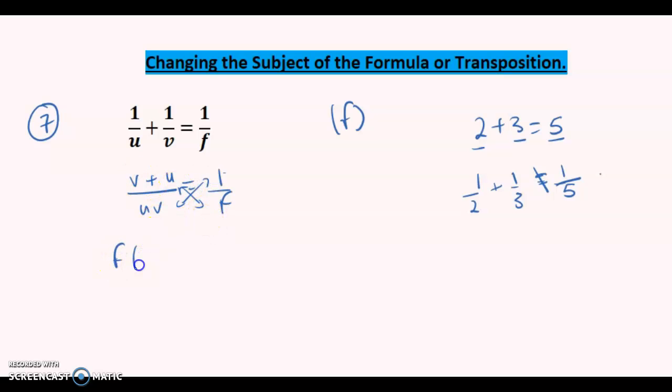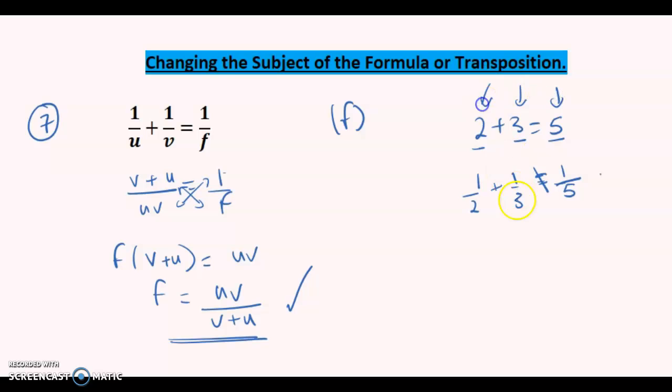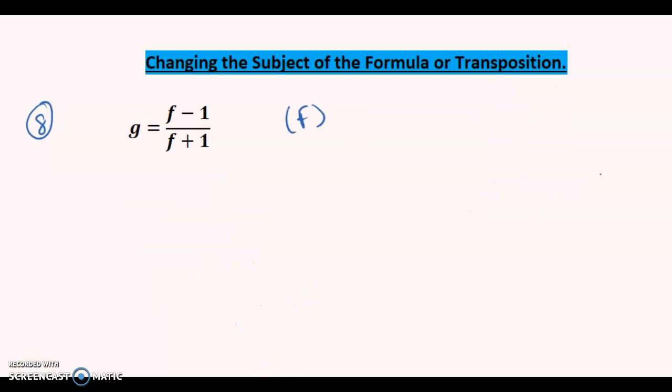Right? So I'll get f by u plus v. V plus u, doesn't matter, is equal to uv by 1, which is uv, right? And then f is equal to uv over v plus u. So please remember, guys, you cannot use this method here, which is just to invert each value, this value, this value, and this value, and get the answer. This question here, even though it looked simple, it required a lot more work.